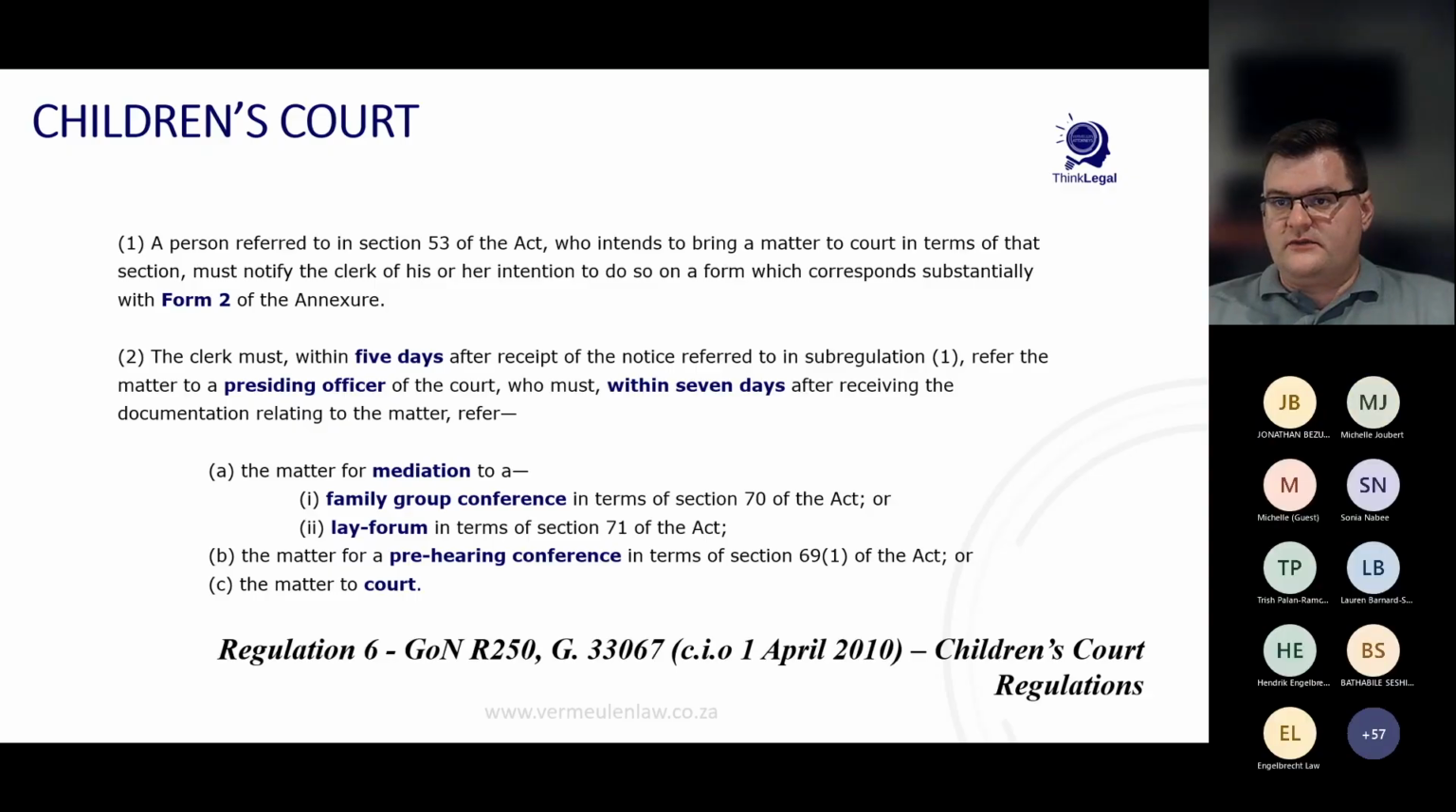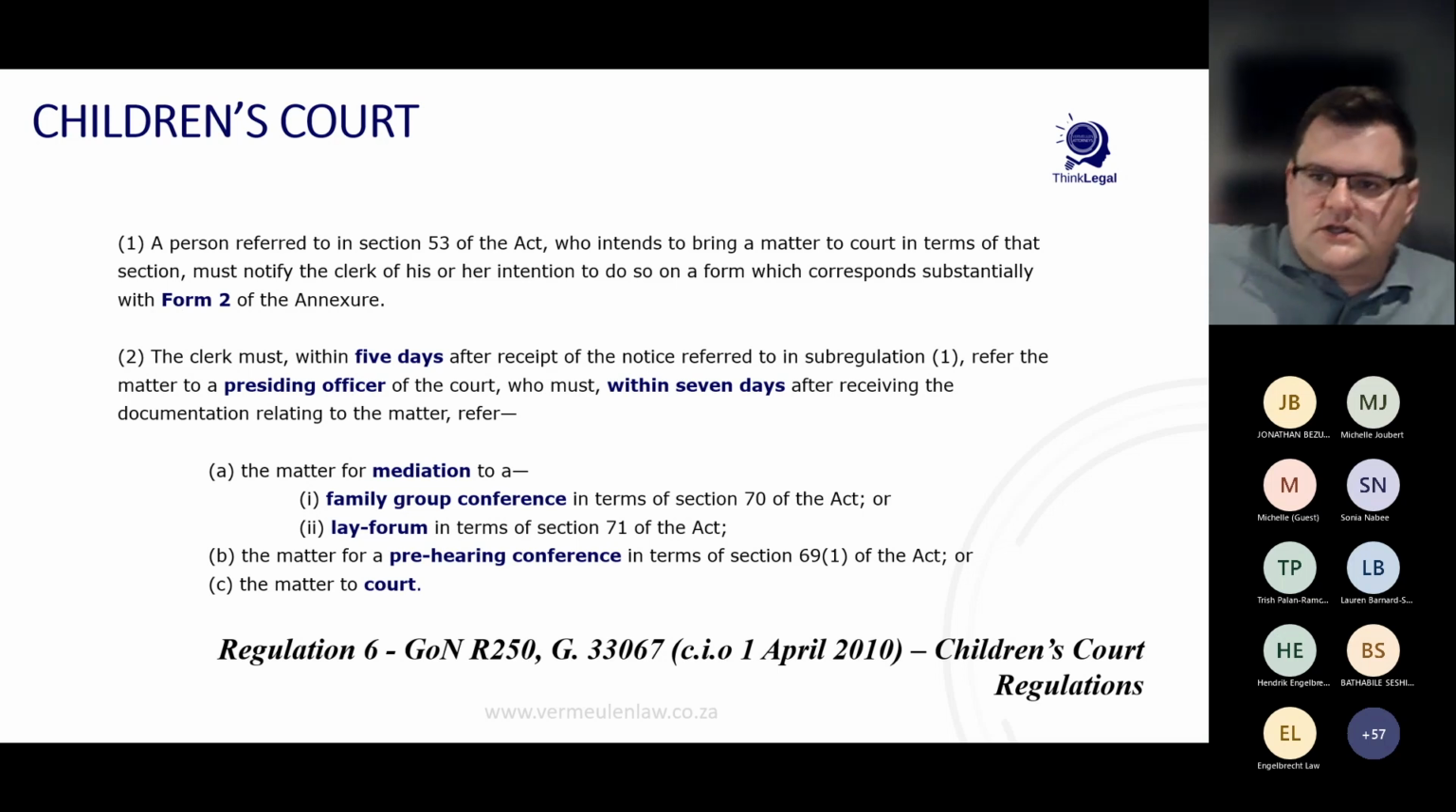Now, subsection 1 of Regulation 6 says a person referred to in Section 53 of the Act, which is a person who intends to approach the court, must notify the clerk of his or her intention to do so on a form which corresponds substantially with Form 2 of the annexure. So, step 1, you fill in your Form 2, you go to the clerk of the Children's Court and you say, right, here is my Form 2, I want to start Children's Court proceedings.